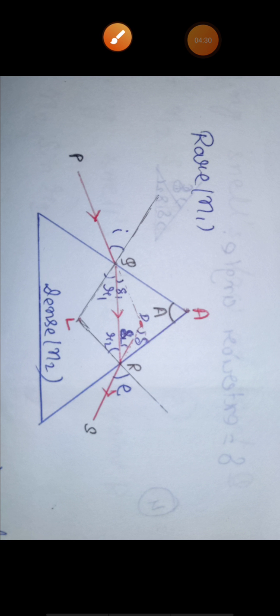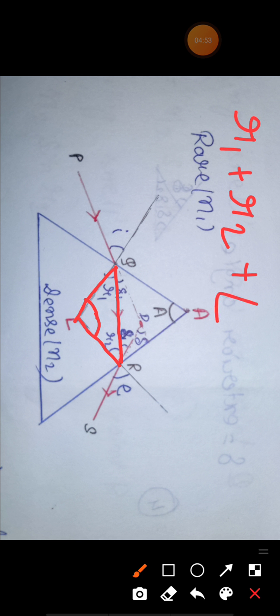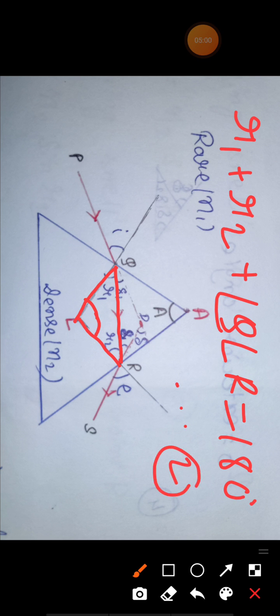Now from this triangle QLR, you know that in a triangle, the sum of the three angles must be equal to 180 degrees. So you can write that R1 plus R2 plus angle QLR is equal to 180 degrees. This is our equation number 2.